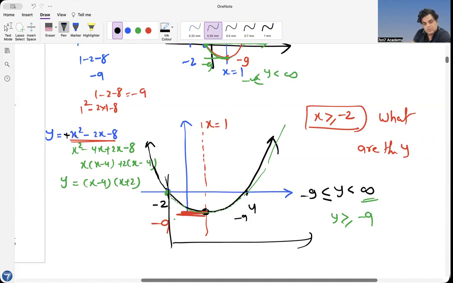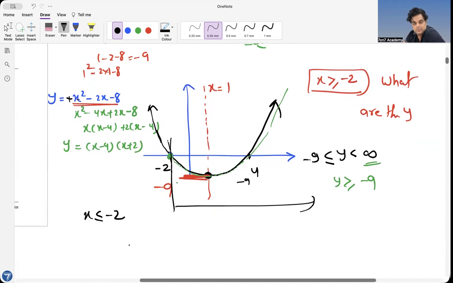To find this, you can take the average of the x values and put it here. Agree? In the same question, if I say I'm taking x less than or equal to minus 2, what is the range? Tell me. What is the range when I take x less than minus 2? Then y is more than or equal to 0. Perfect.